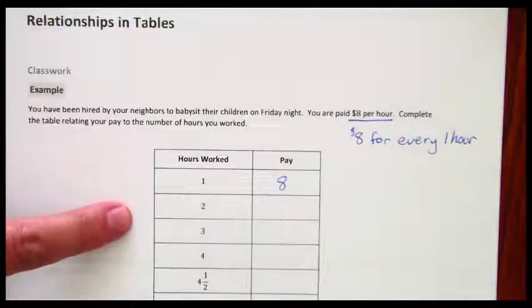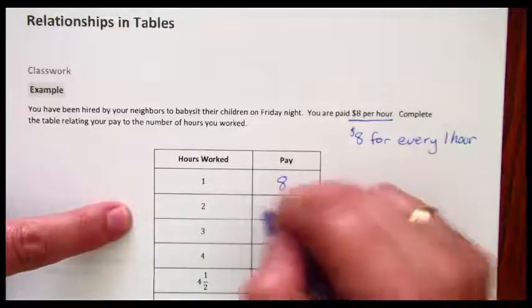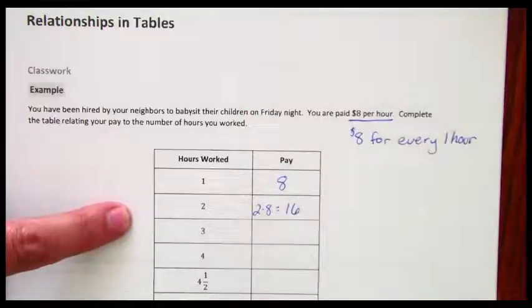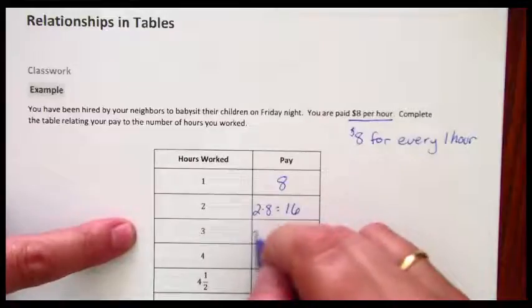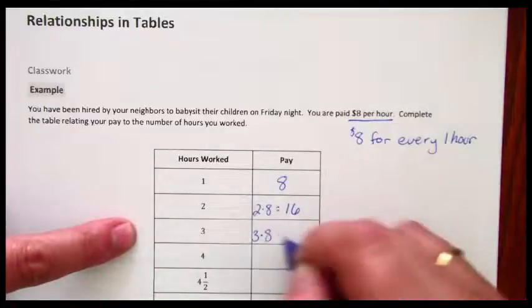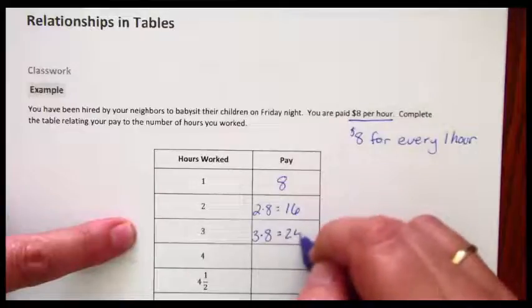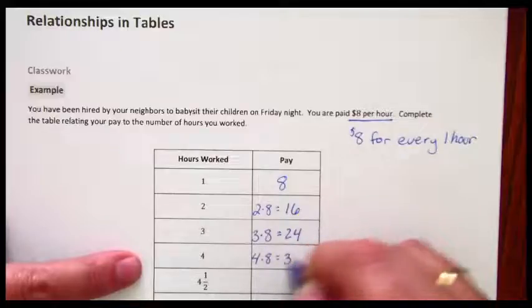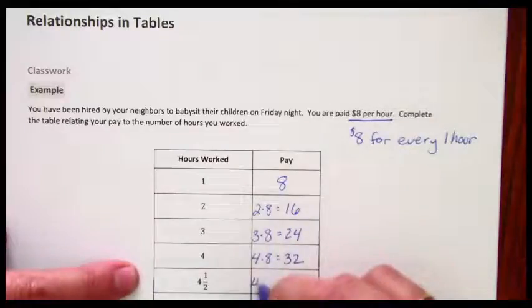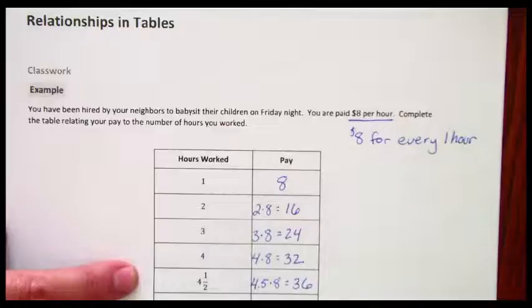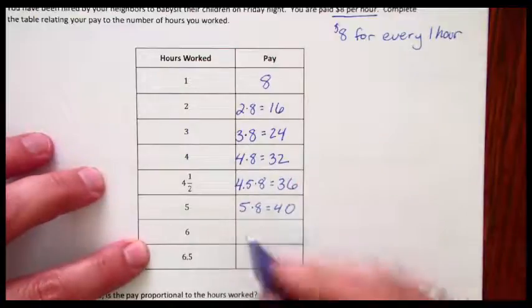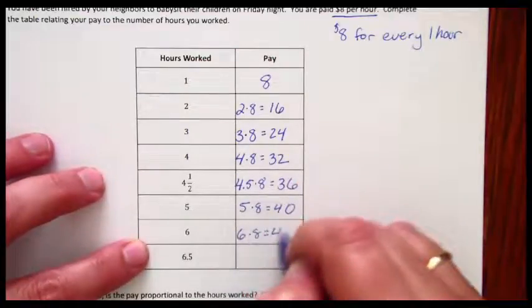If you work 2 hours, you're going to get paid 2 times $8, which is $16. If you work 3 hours, you're going to get paid 3 times $8, which is $24. 4 hours, 4 times $8 is $32. 4.5 hours is going to be $36. 5 hours will be $40. If you were to work 6 hours, you would get paid $48.